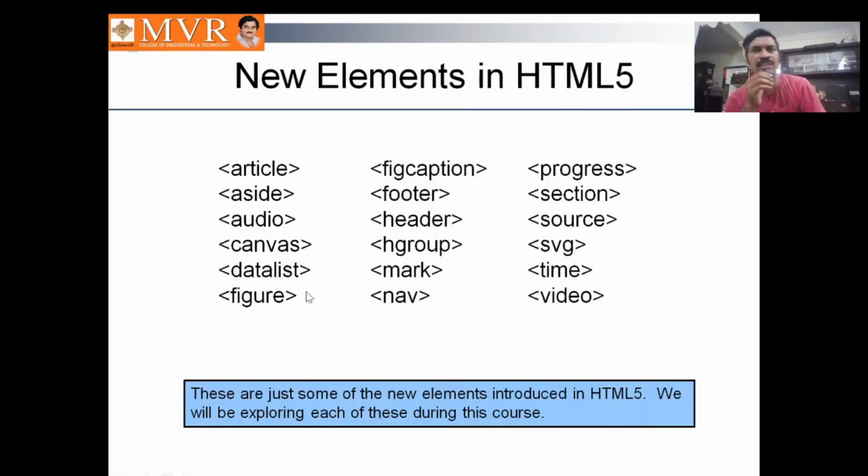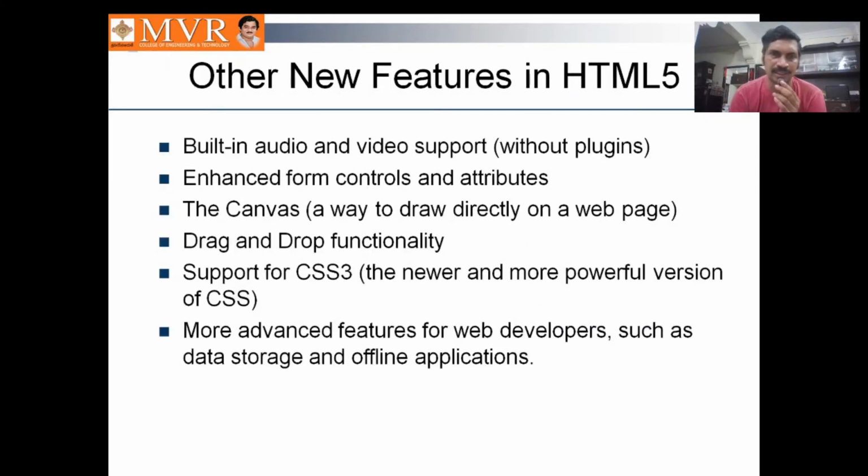Whereas in HTML5 these are the new elements, which are not available in HTML: article, figcaption, progress, aside, footer, section, audio, header, source, canvas, hgroup, svg, datalist, mark, time, figure, nav, video. These are just some of the new elements introduced in HTML5. We will be exploring each of these during the next session.